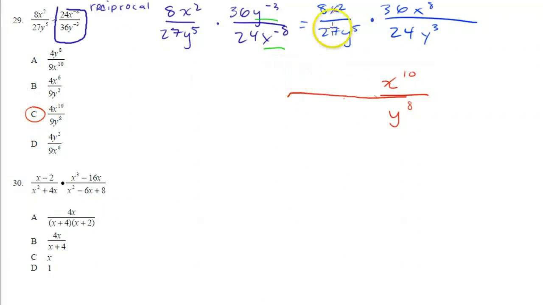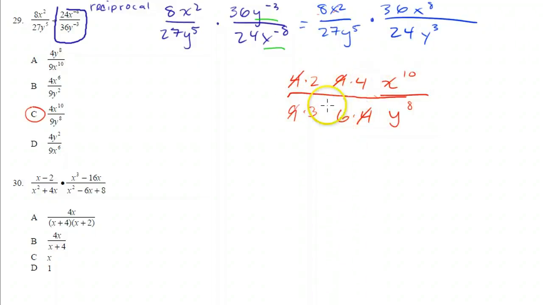So if I have an 8, I can rewrite 8 as 4 and 2. I can write 36 as 9 and 4. Can write 27 as 9 and 3, and I can write 24 as, let's see, 6 and 4 maybe, and let's see what we cancel out so far. So I can cancel out the 4, anything on top and bottom, and the 9s.